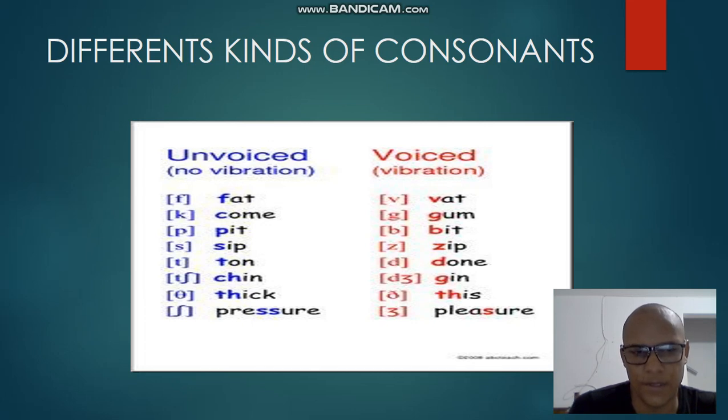Different kinds of consonants. In this part, you can see unvoiced consonants. F, f, fat. K, come. As you can see, this k, you put this example because the sound is the same. Come. And the next one, p, pit.